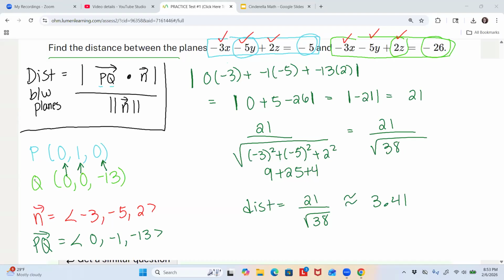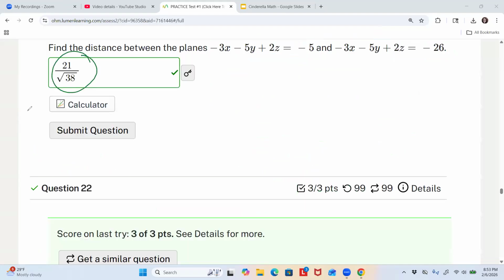Okay. So yeah, I left it like that. Let's see what the answer key says. I left it like radical. So 3.4, yeah. I would just leave it exact. Unless it says to round off, leave it exact. It's more precise.